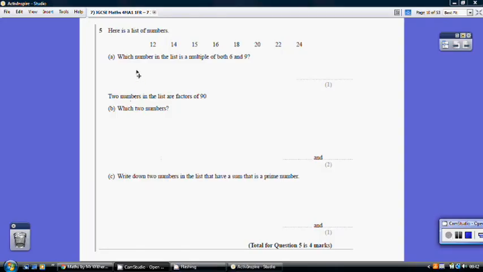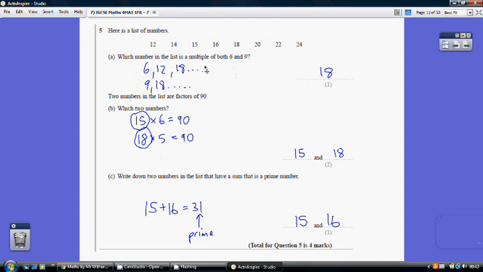Question 5, part A. Which number in the list is a multiple of both 6 and 9? So think about your 6 times table and your 9 times table, and both of them we get to 18. Part B, 2 numbers in the list are factors of 90. Now remember, factors are smaller numbers.